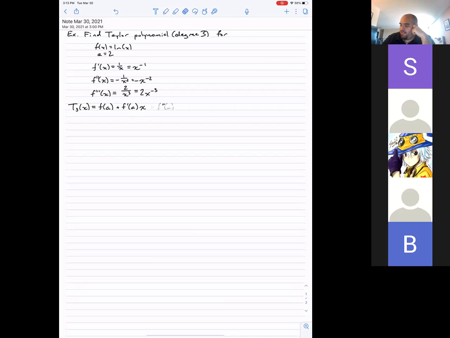And I really should not be calling this just x. This should be x minus a. This next one should be f double prime of a times x minus a squared. And then if I continue that pattern to get one more term, f triple prime of a times x minus a cubed. How do we feel about this? Yeah, agreed.